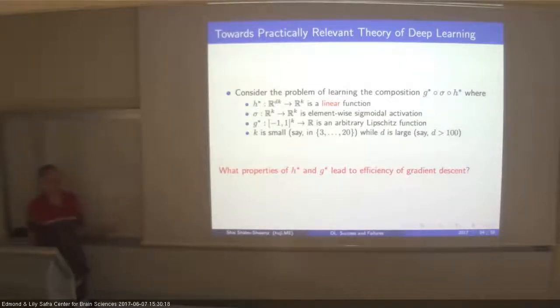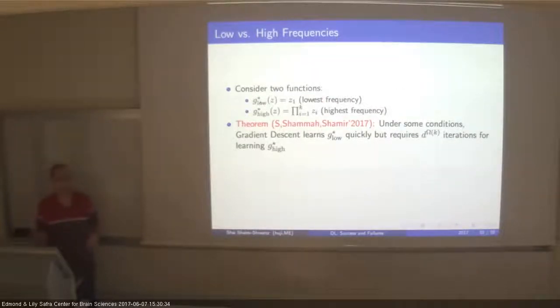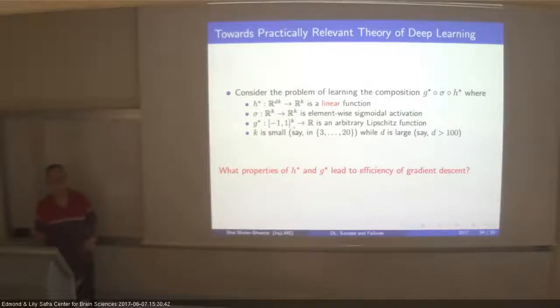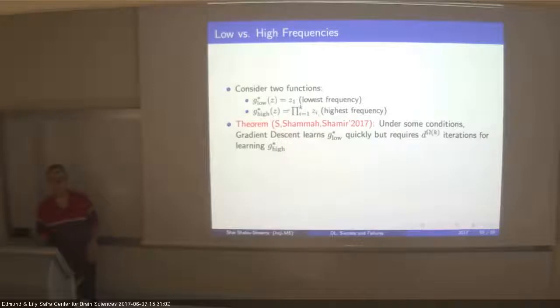And now the question: what are the properties of both H and G that lead to efficiency of gradient descent? We underscore two properties, one of H and one of G, okay? So first, starting with G, we distinguish between low and high frequencies. Think about G as actually a Boolean function over k bits. If you look at the Fourier transform of the class of functions from plus minus 1 to the power of k to plus 1 minus 1, then the characters of this Fourier transform are parity functions. This is the highest frequency, a parity of all bits, and this is the lowest frequency, a parity of the smallest bit. But the same will happen for basically any group that you take, if you take a real function with the usual Fourier series or whatever.